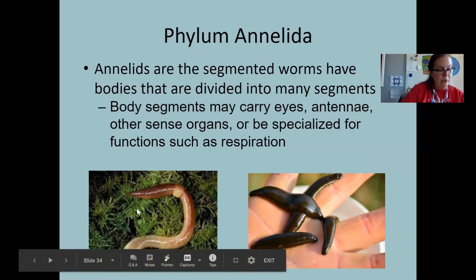Here's an earthworm, which we are getting ready to dissect as our first animal. So we're going to dissect worms soon, and it's going to be an earthworm. And then these are leeches.